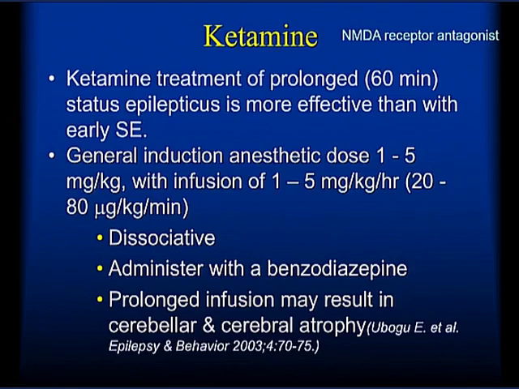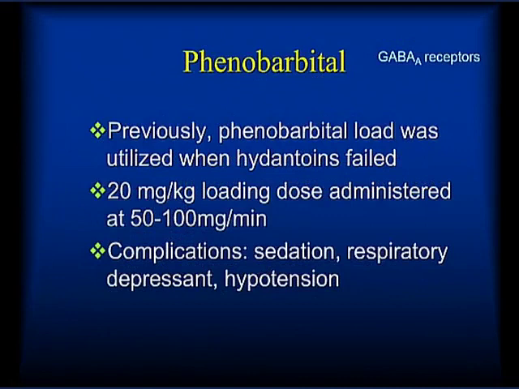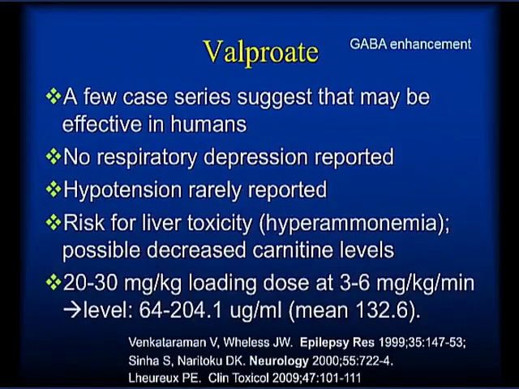It's a dissociative anesthetic, so you're going to be using it with a benzodiazepine or something else so that you don't have that dissociation. Most of these people are comatose, but we still want to have something else on board. Prolonged infusion has been associated with cerebellar or cerebral atrophy, so another reason maybe not to use an infusion. Phenobarbital is out there, also works on the GABA receptors. The typical dose is a 20 milligram per kilo loading dose. Watch for the barb effect of sedation, respiratory depression, and hypotension that we saw with the other barbs.